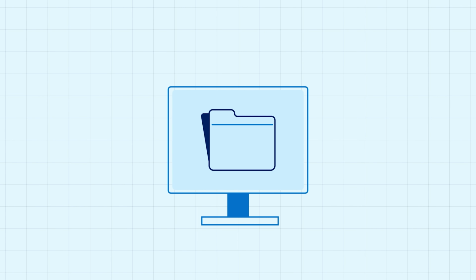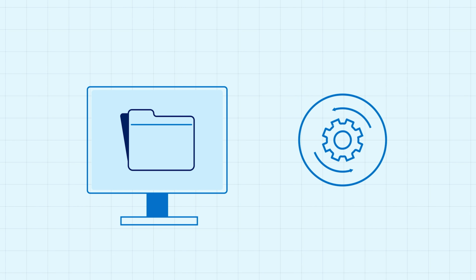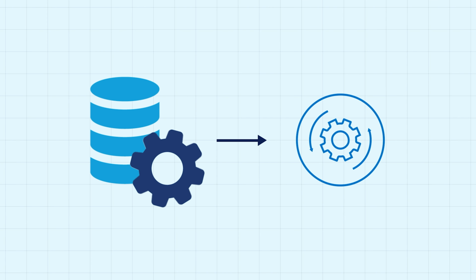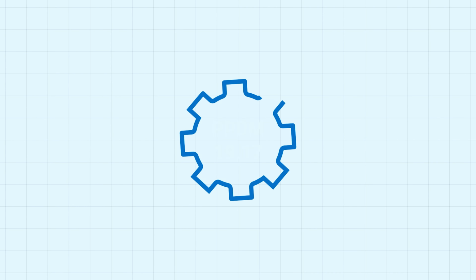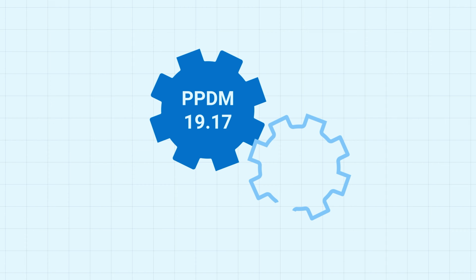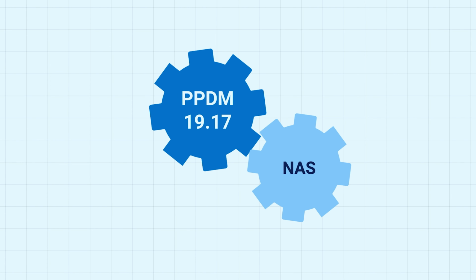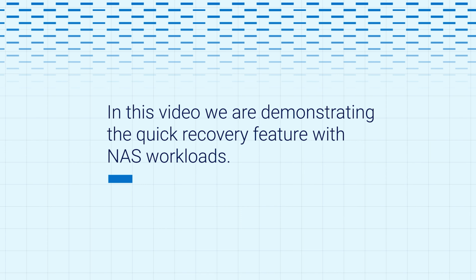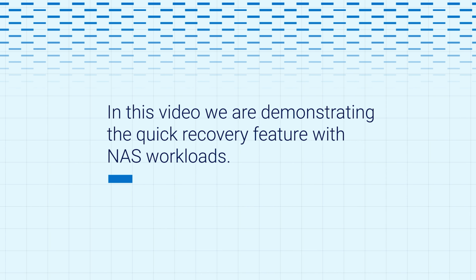On the remote site, you can use the Quick Recovery feature. It restores assets from its destination storage. Data Manager has been supporting Quick Recovery for multiple workload types. Since the PPDM release 19.17, the support has expanded to the NAS workload type as well. In this video, we are demonstrating the Quick Recovery feature with NAS workloads.